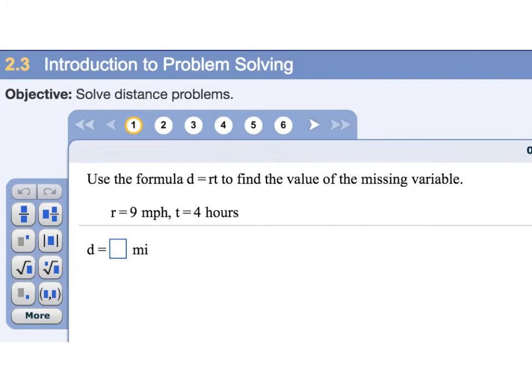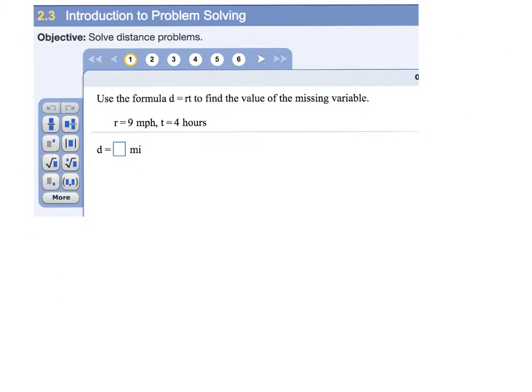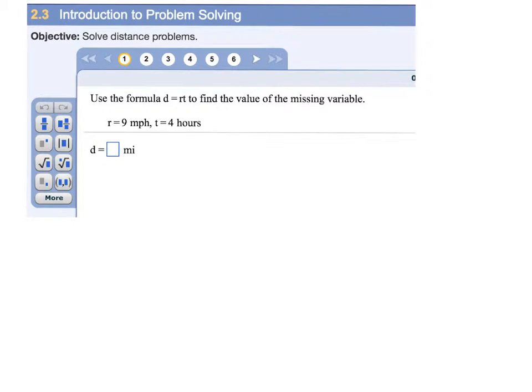So we are supposed to be using the formula D is equal to RT to find the value. So the idea is D equals RT. D stands for distance, R stands for rate, and T stands for time. Like if you are driving your car at a certain speed, that's R, for a certain amount of time, this formula will tell you how far you would travel.